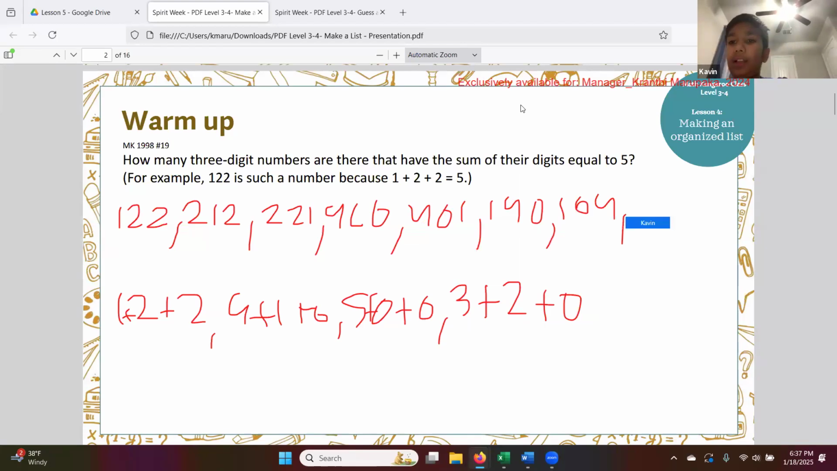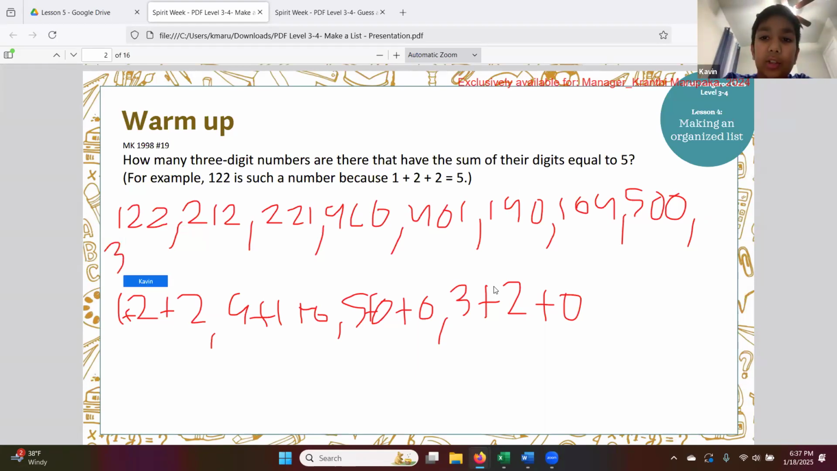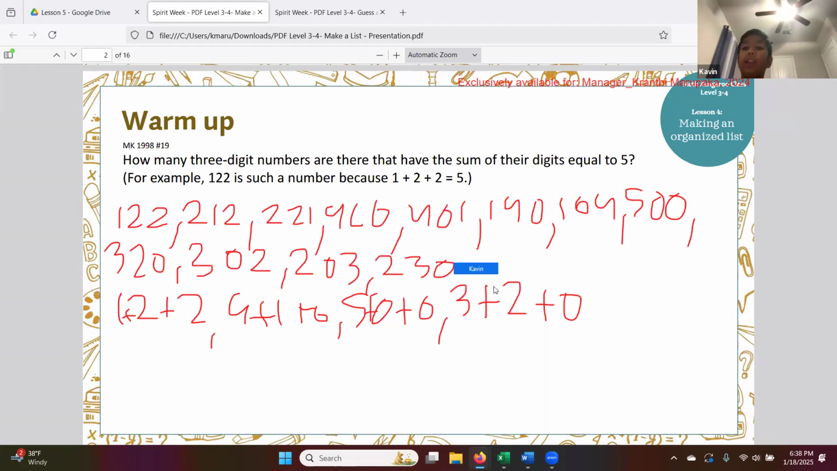104, and now for 500, 500 is the only thing you can do since there's 2 zeros, and if you put 10 in the hundreds place, it'll just be 2-digit. And then 3. Well, let me just then 320. Sorry, 302, 203, and 230. So I think those are all the ways. Just all that top half.